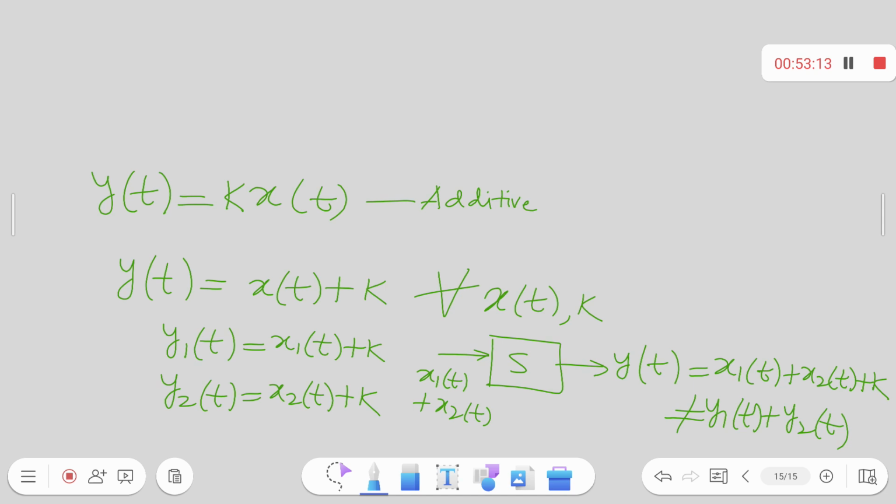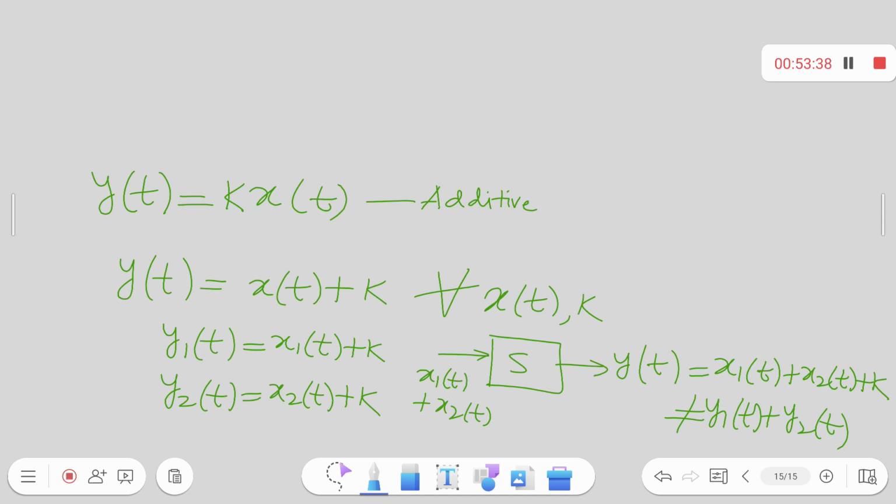So the system is not additive. Clear? If k equals 0, then the system is additive. But remember that the definition holds good for all x and for all k. Suppose k is negative or k is positive, then the additivity property doesn't hold.